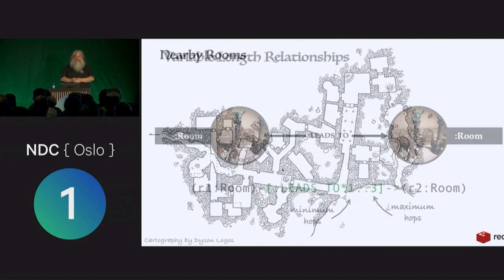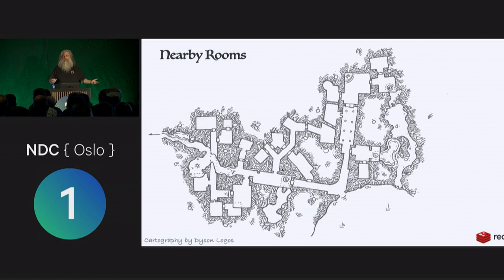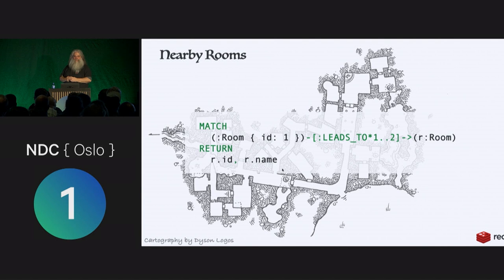And so this lets us build interesting queries like, hey, I'm in the dungeon, I'm in a room, what are some nearby rooms that I could go to? Well, we could say, assuming I'm in room number one, I could match room one leads to one or two rooms away, another room. And then I could return the ID and name of those rooms that are nearby. So this finds nearby rooms. This would be kind of like if you were doing Facebook, you could do a query and say, give me a list of all the people that are my friends and their friends. Which you can guarantee Facebook does. It's that sort of query. That could be useful.